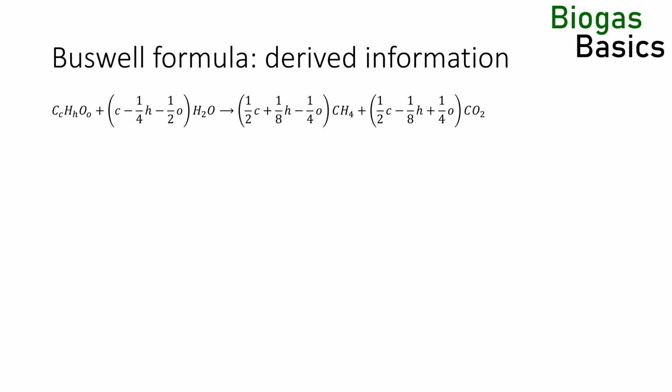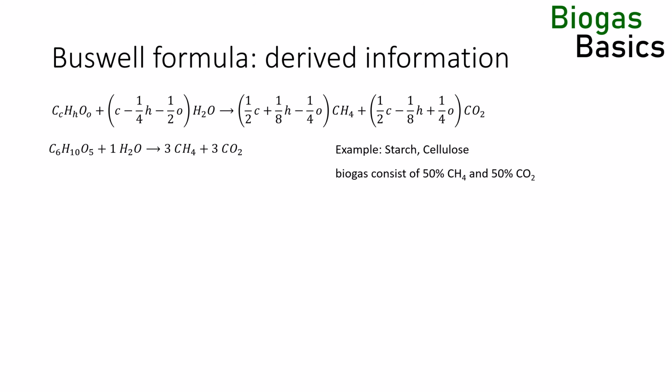Let's see which information we can derive from the Buswell formula. Let's start with a simple example: starch or cellulose. Starch and cellulose are biopolymers. Each subunit has the formula C6H10O5. It reacts with 1 molecule of water to 3 molecules of methane and 3 molecules of carbon dioxide. So right from the start, we can see that biogas from starch or cellulose contains 50% methane and 50% CO2.